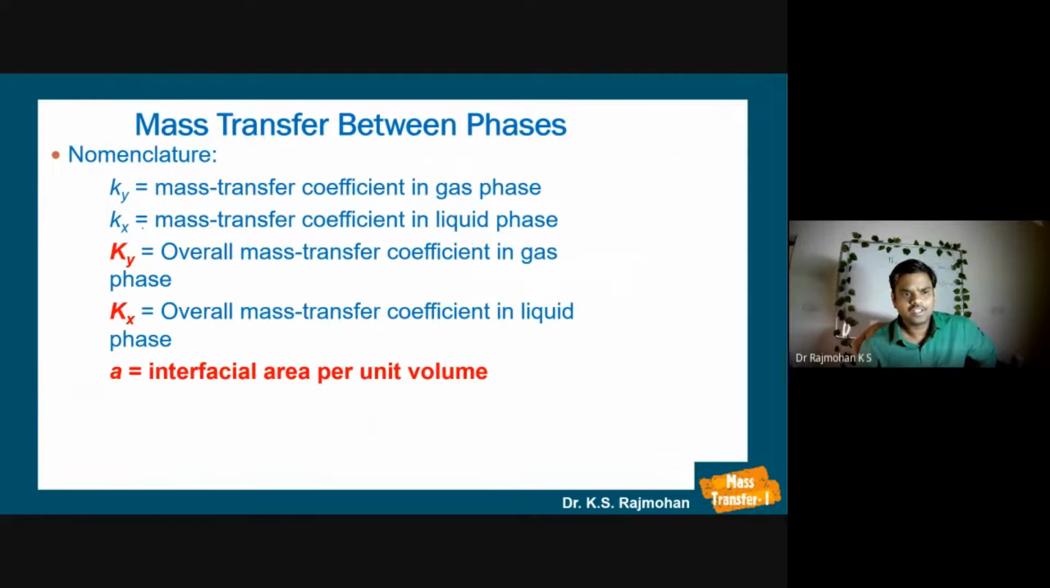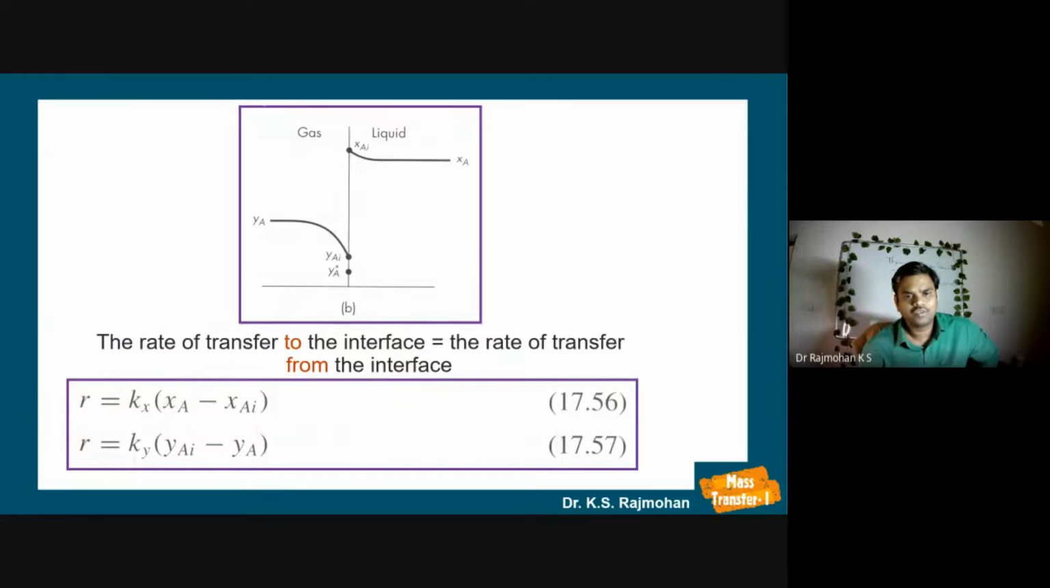So nomenclature: small kx and small ky are the individual mass transfer coefficients. When I use capital Kx or capital Ky, they are the overall mass transfer coefficients. And we will come across the interfacial area per unit volume when we consider a reaction taking place, or in a packed tower, which we will discuss in detail. Right now, the mass transfer direction is from higher to lower, so it is a small individual mass transfer coefficient.